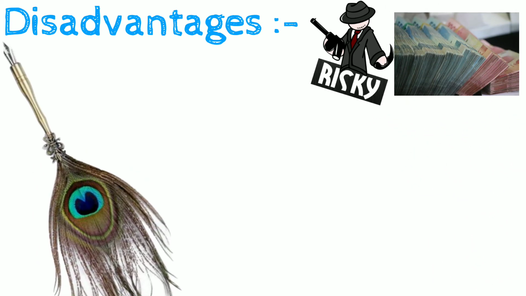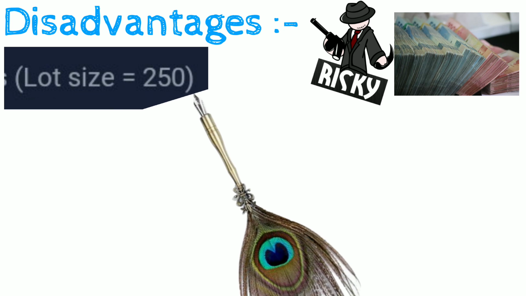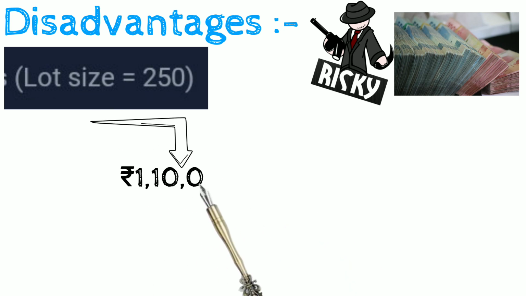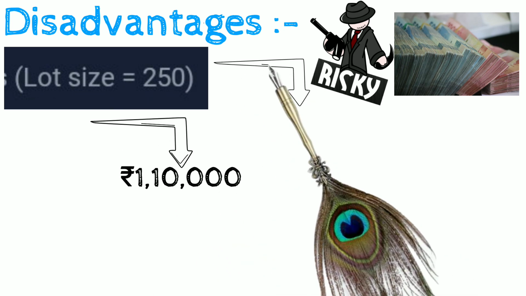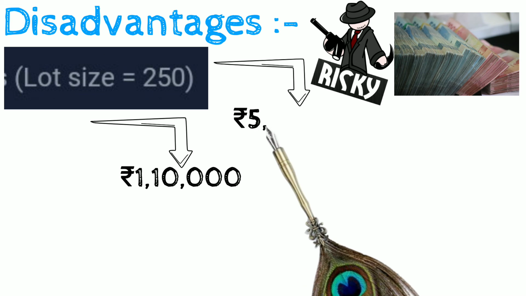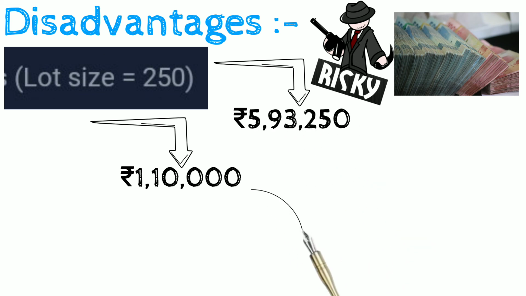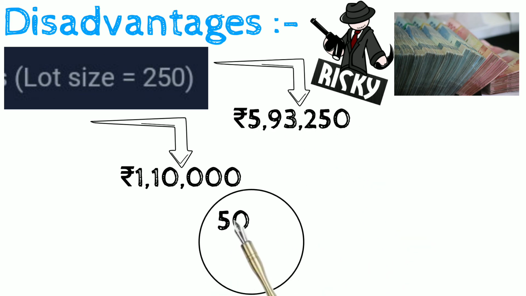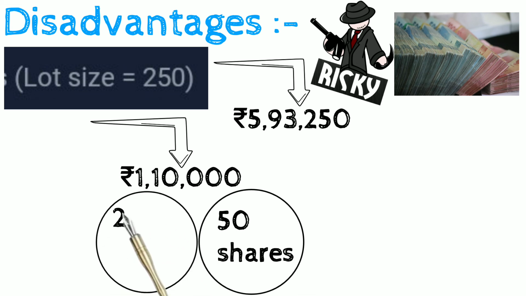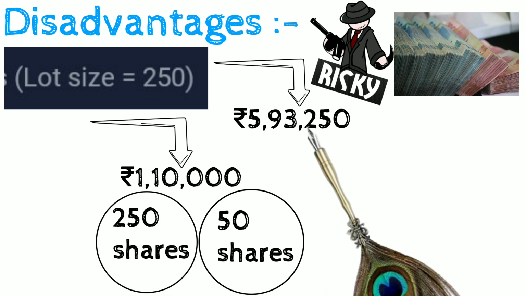Example, for Reliance one lot, which is 250 shares, we just need to pay 1,10,000 rupees, whereas in the cash market you need to pay the full 5,93,250 rupees. If you buy shares in the cash market for 1,10,000 rupees, you can buy only 50 shares. But for futures, for 1,10,000 rupees, you can buy 250 shares.